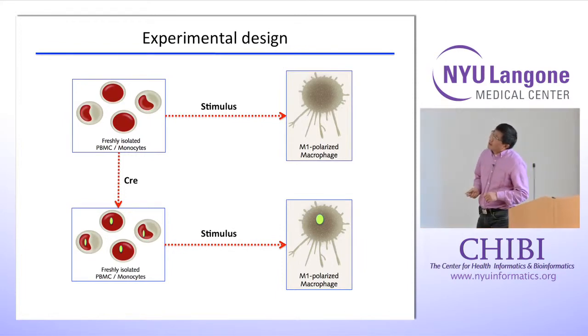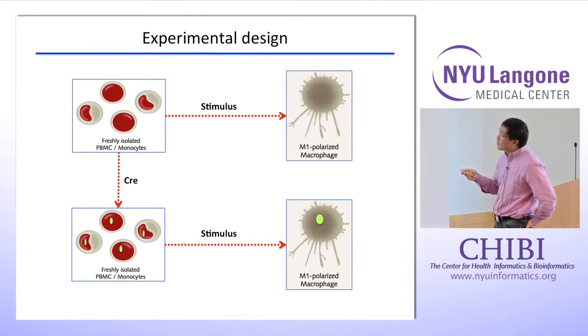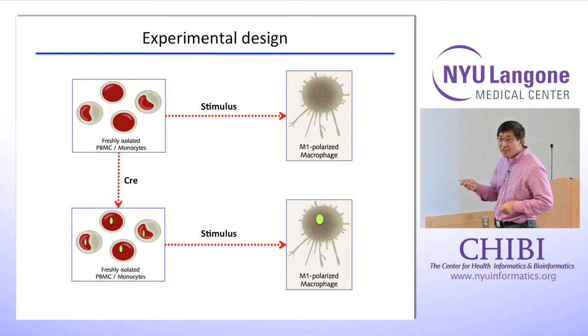So this is an experimental design. This is the wild type naive state of the macrophage. This is after stimulus, when it will become an active polarized macrophage. And in this experiment, we also intentionally knocked down one important gene, which we believe is involved in this development process, and do the stimulation to see what is going on.